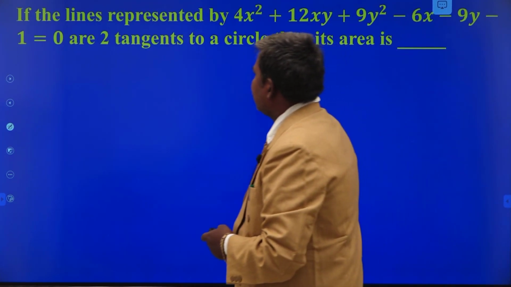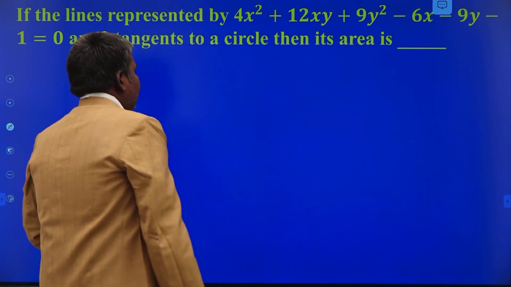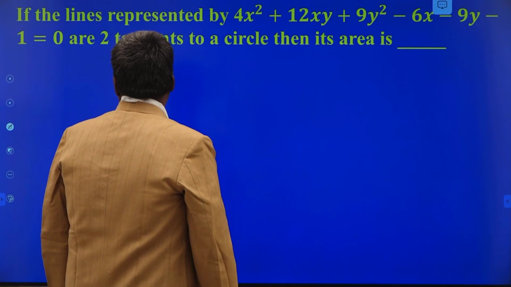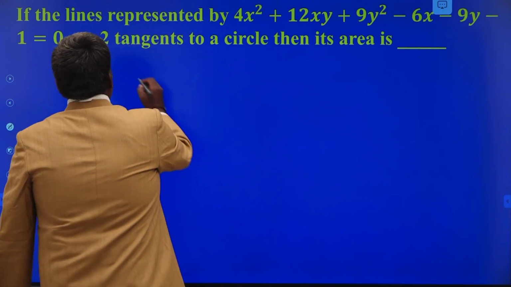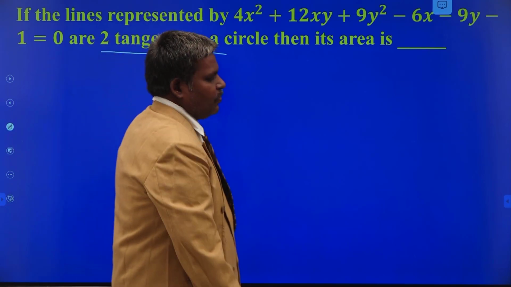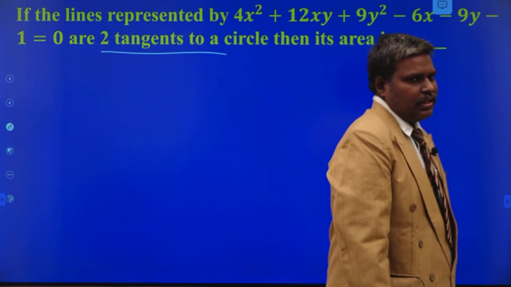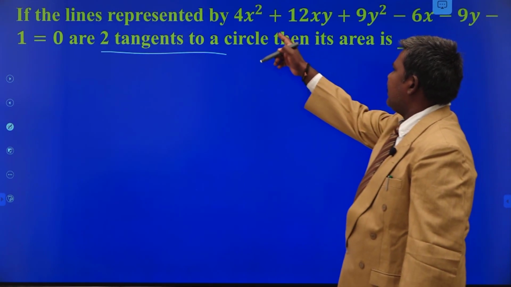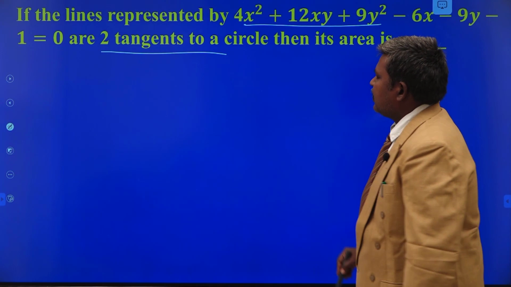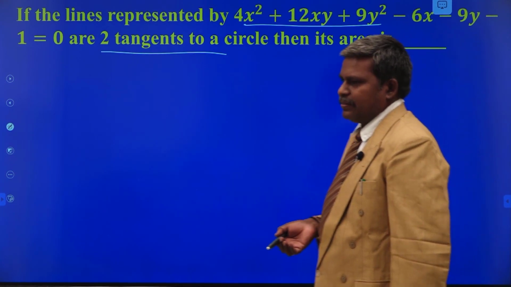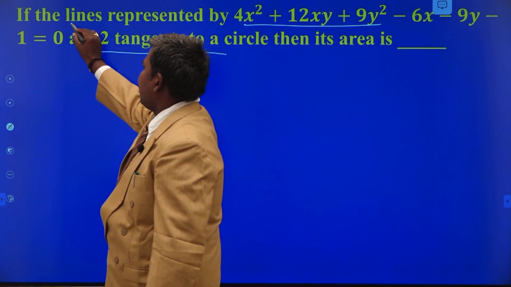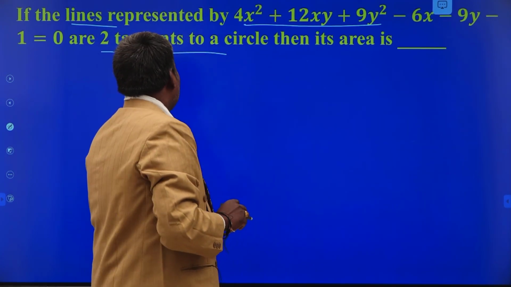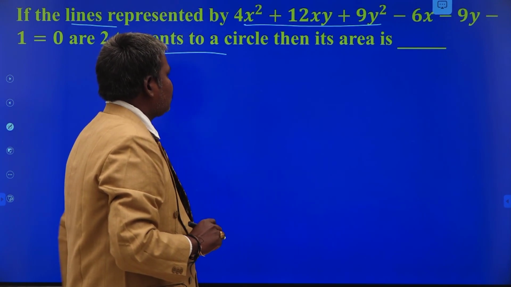See this problem. If the lines represented by 4x square plus 12xy plus 9y square minus 6x minus 9y minus 1 equal to 0 represent two tangents to a circle, then what is its area? These are the two tangents of the circle, they are given to you. This is the combined equation, a pair of lines, a second degree equation in x and y. That means this equation represents two line equations, and we have to find the area of this circle.